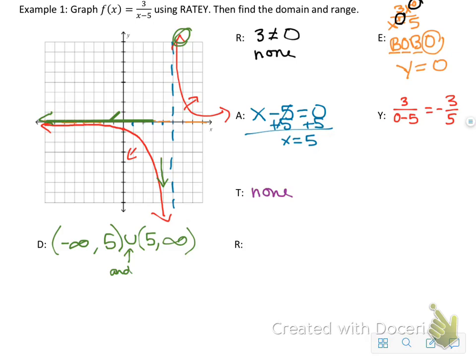Our range is very similar, right? We're going down forever. So we start at negative infinity. We go up until we get to this arrow over here, that arrow that we already drew. And that's at 0. So we go until we get to 0. We union that with 0 to infinity because we're in the top as well. All right, let's go do another example.